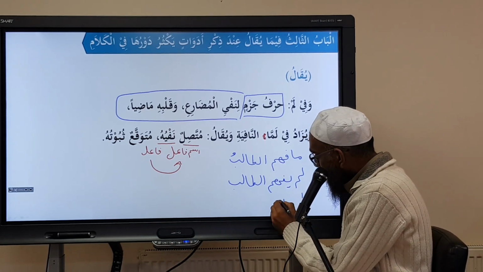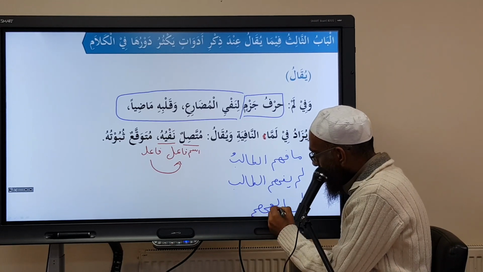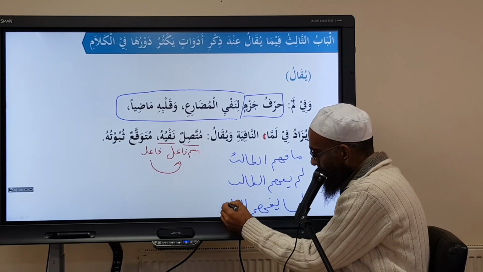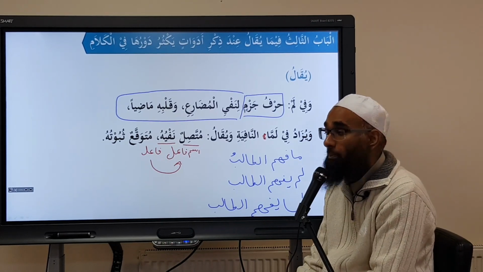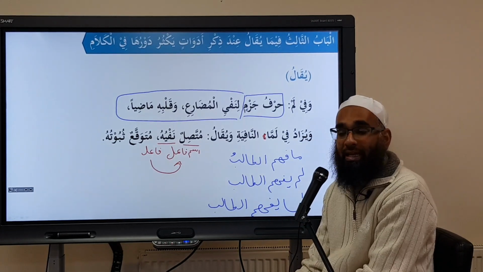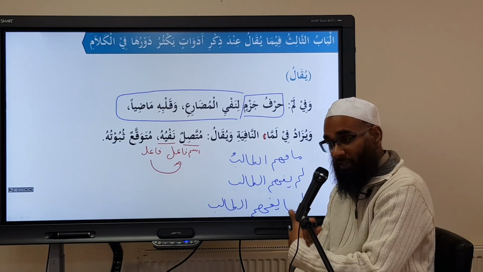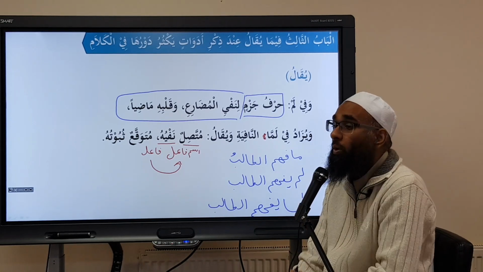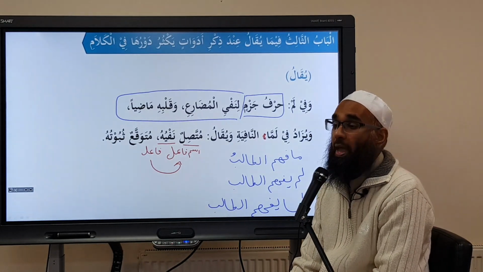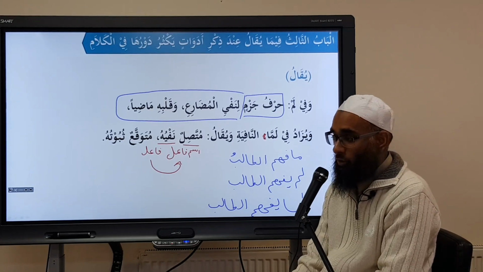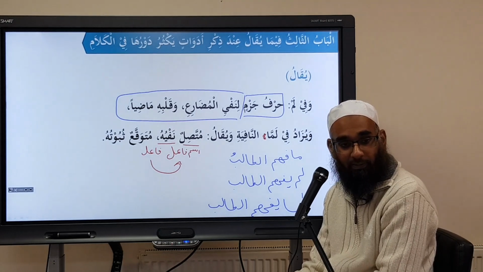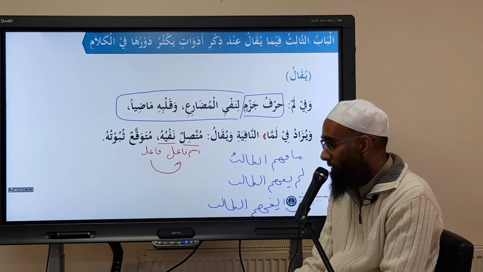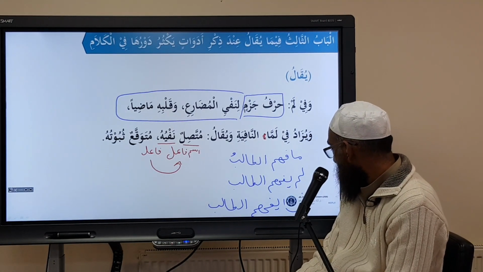And lamma yafham, what does that mean? They're going to understand, but they haven't understood yet. Mutawaqqa'un thubutuhu. Its establishment, its proving, its coming into existence is what? Mutawaqqa', expected. So you expect them to understand. So its thubut is expected, though it has not yet occurred. Are you following me? Make sense?